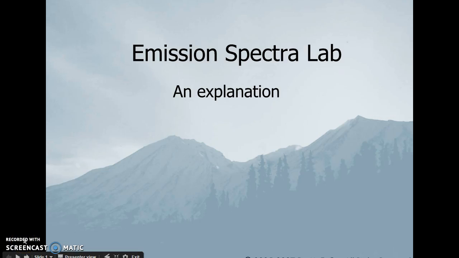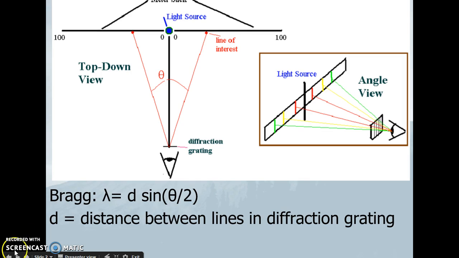Here I'm going to attempt to explain a little bit more about the calculations aspect of the emission spectral lab. In this experiment, we will be measuring the lines from an emission tube. It'll be sort of centered, and we're going to be looking through it through a diffraction grating at some distance.